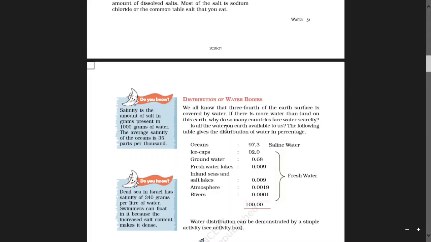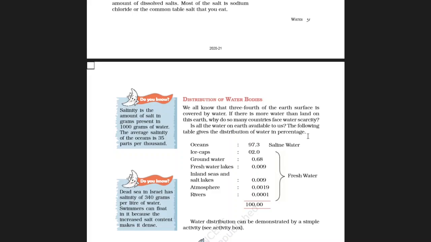Is all the water on the earth available to us? The following table gives the distribution of water in percentage. Whatever water is present on the earth, is it available to us? So the table cited below gives the distribution of water in percentage. Have a look at the percentage here.